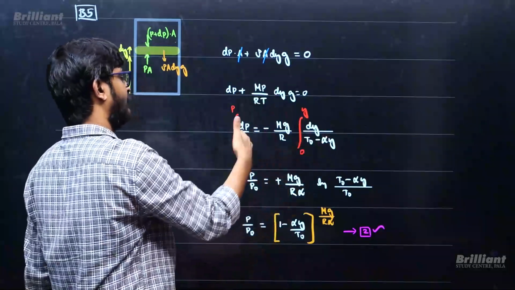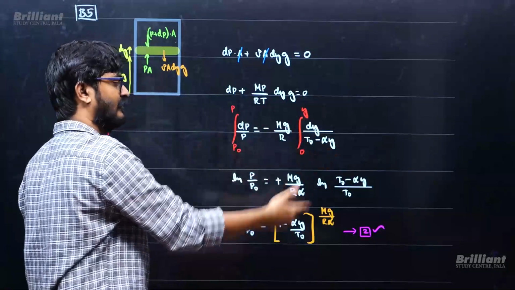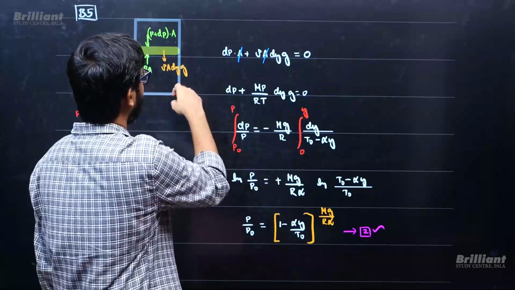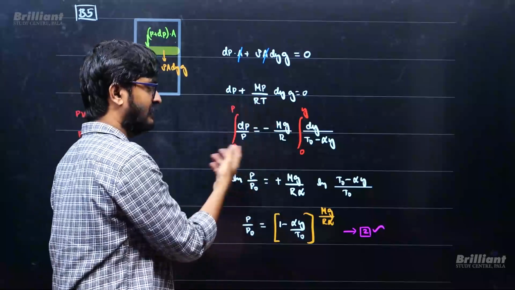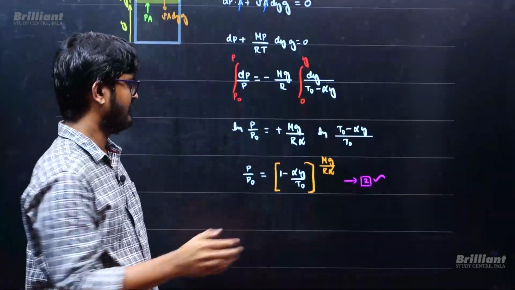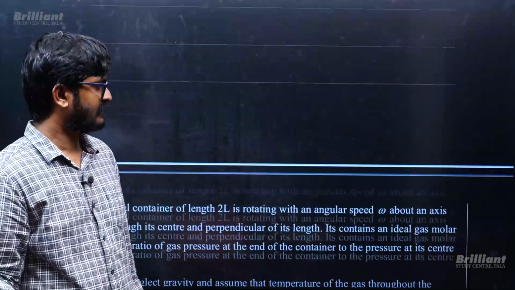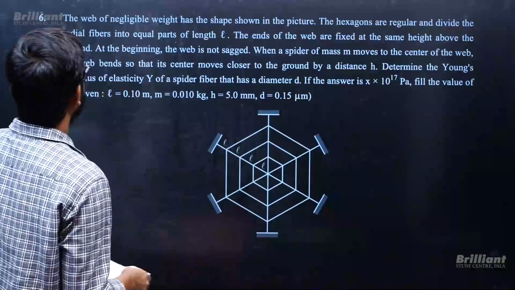I will separate the P terms to one side and the y terms to the other side, and I will integrate at y equals 0. That is on the surface, where they said the pressure is P naught. At any y, we need to find what the pressure is. I will be integrating and substituting the limits. And I have attached the question from the last exam also, so you can go through that also.